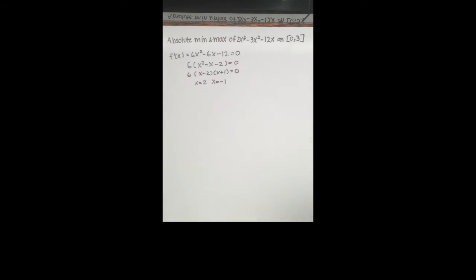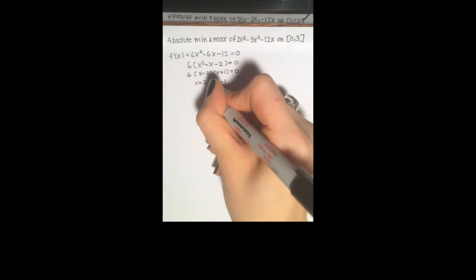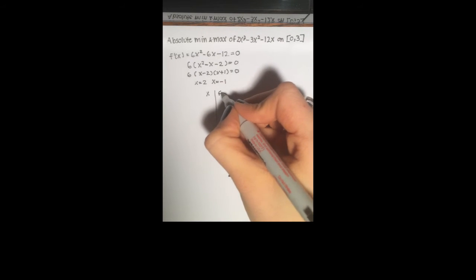So instead of doing the first derivative test and checking the sign of the derivative at different intervals, we're going to create a table of x values and y values and use the two critical points as well as the two endpoints of the function. And we'll test those to find the absolute minimum and maximum. To create our table, we'll start with x and f of x.